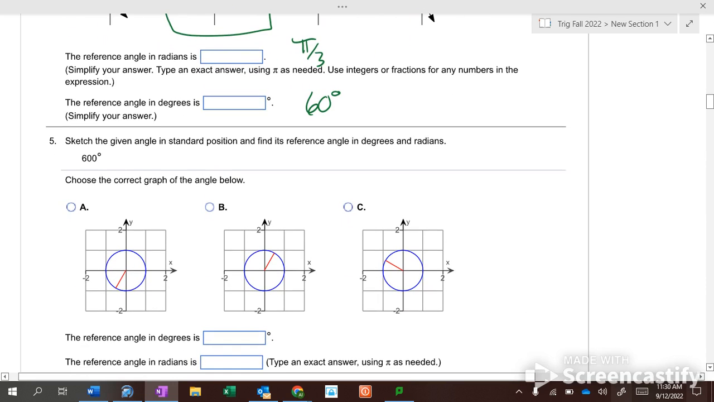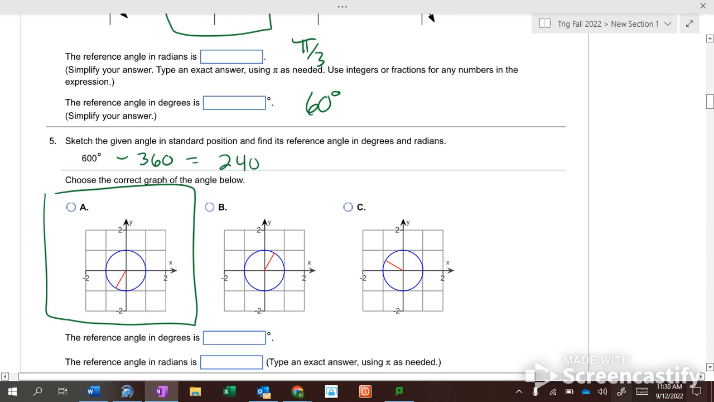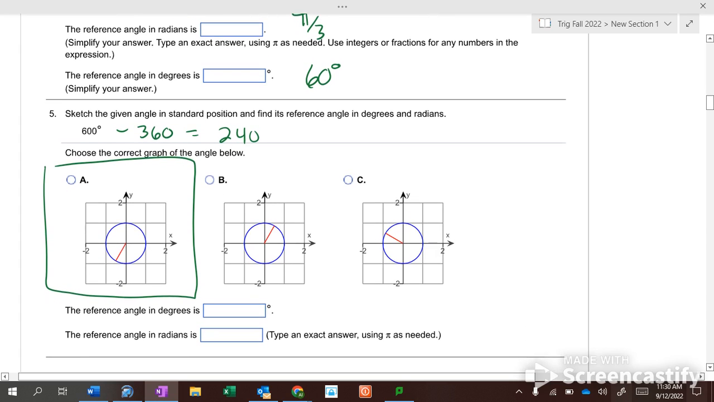All right. 600 degrees. Now, 600 degrees is not on your unit circle, is it? So we have to think back to day one of trig and coterminal angles. How many degrees apart are coterminal angles? 360. So you take the 600 minus the 360 and you're at 240. So that is on your unit circle. What angle is 240? A is.